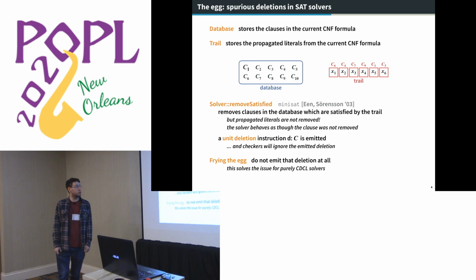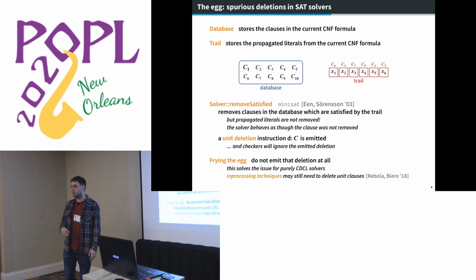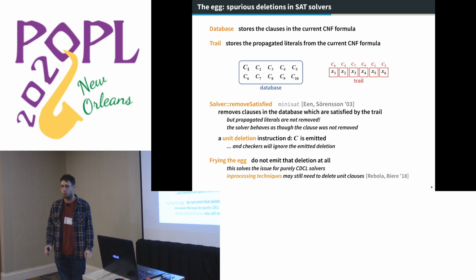So to solve this issue, the solution is very simple. Just don't emit that deletion at all. And that solves the issue for purely CDCL solvers. That brings the proof that will be emitted to the common fragment between specified and operational DRAT. However, with that situation, we could just say, "Oh, okay, just use the currently existing solvers and checkers, and that's it." But the problem is that when we are using in-processing techniques, we may still need to delete one clause that is a unit. And for that, we cannot use operational DRAT checkers because they don't do that at all. They will just act as if the deletion was not there.